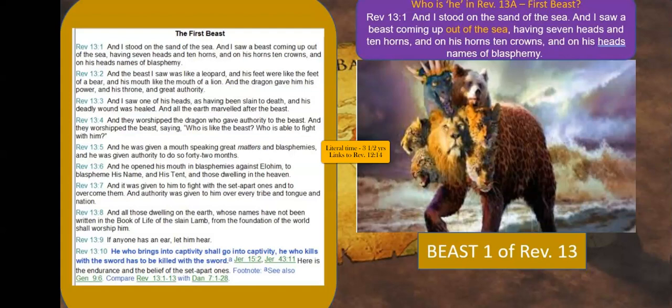Okay, so John does mix symbolic terminology and symbolic beasts and whatnot with literal timelines. That's why I'm saying Daniel's going to teach you how to figure this out. And when it comes to John, you have to watch the context really carefully. You can't be sloppy about that one little bit.